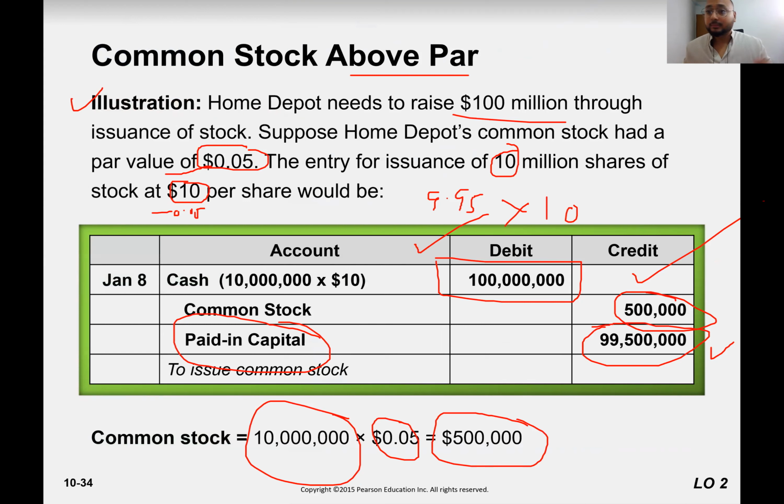So yes, a company can issue at an enormous premium as well. So don't be confused that the value of shares is just 500,000 and then the premium is 9.95 million. Yes, it is possible, right? It's possible.